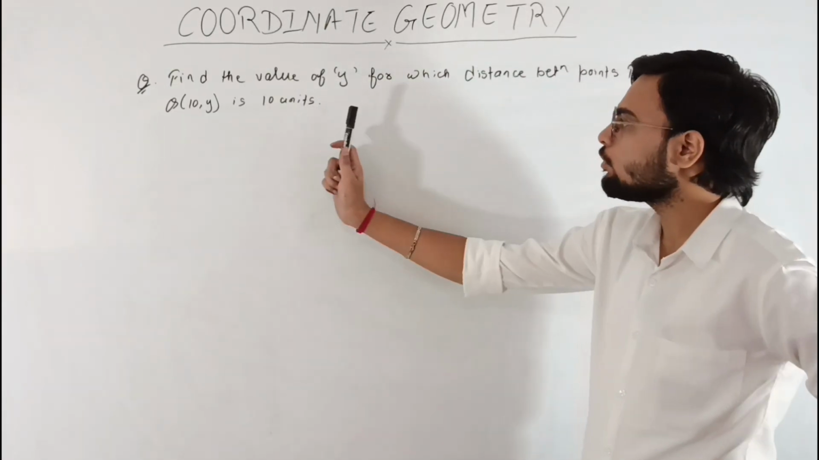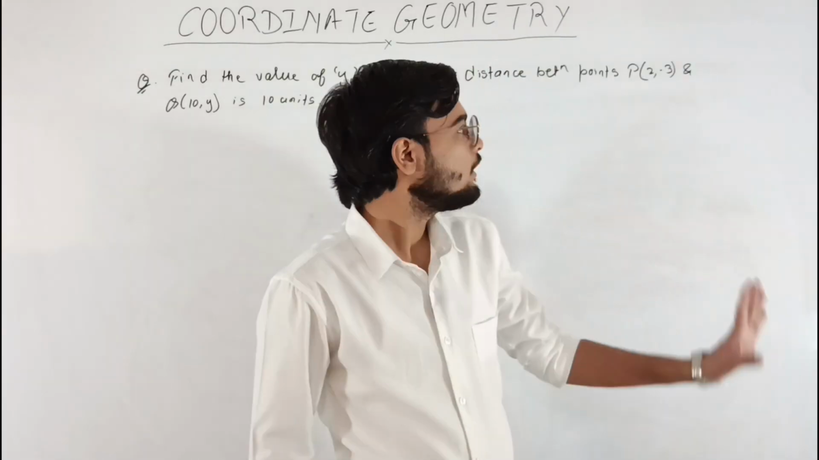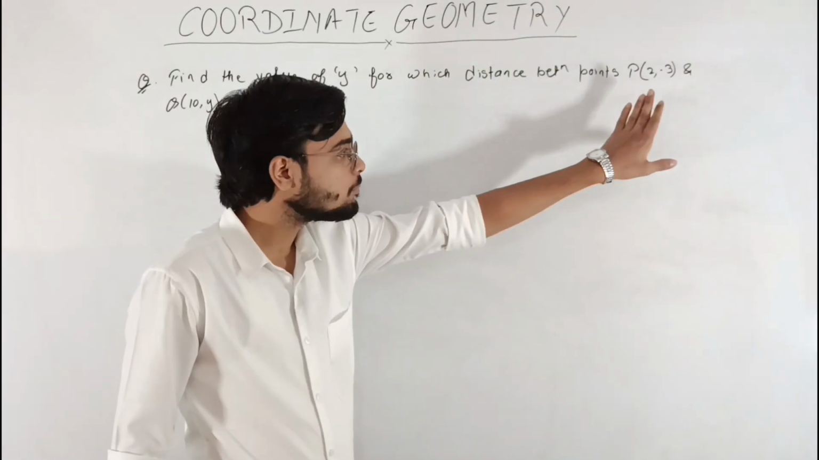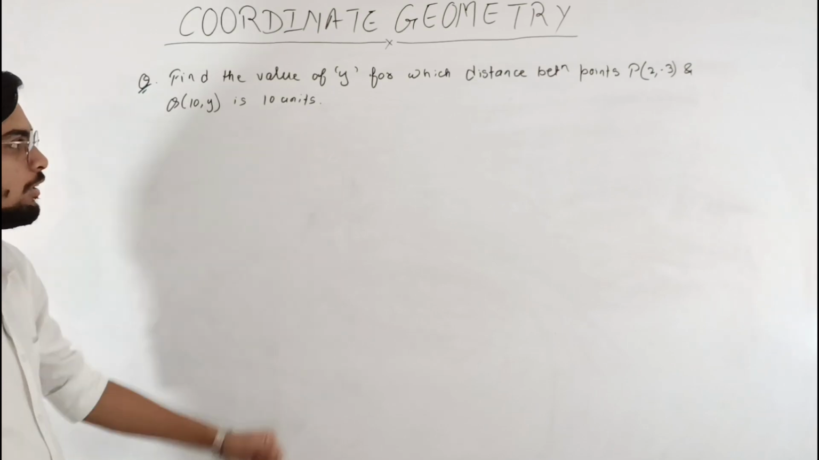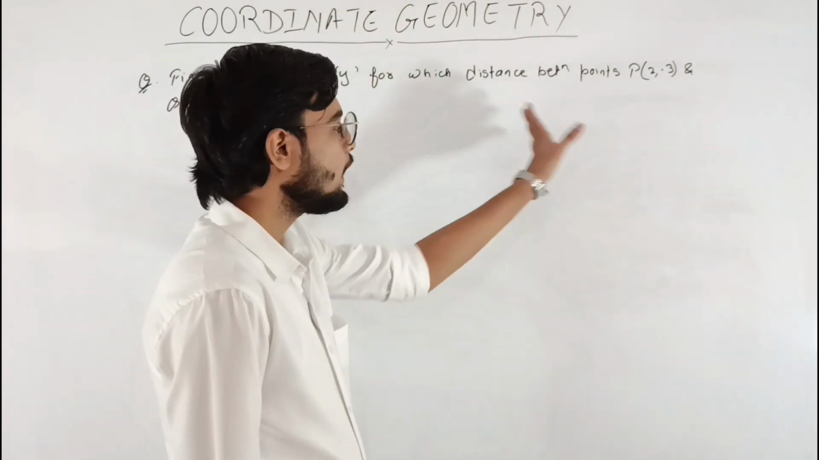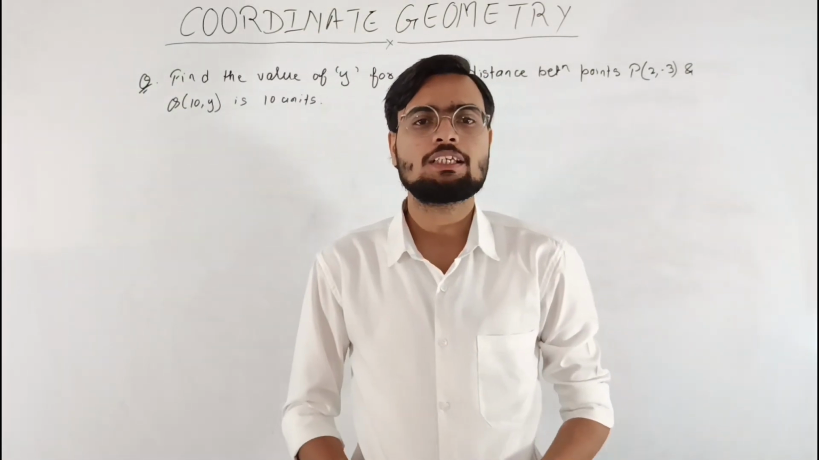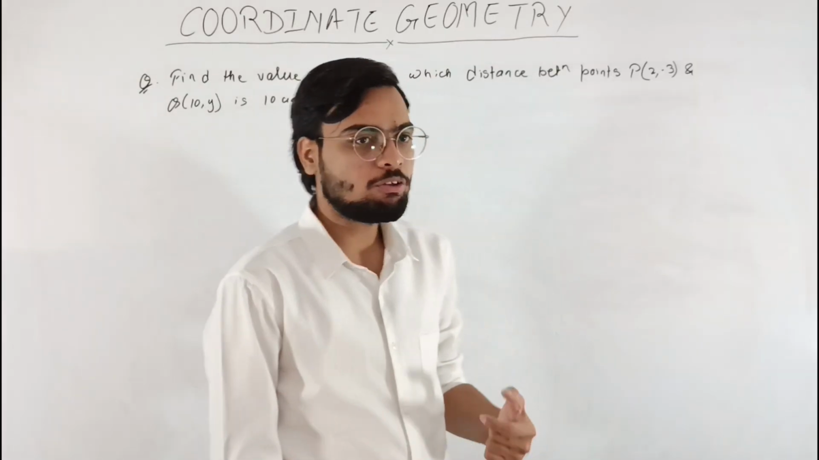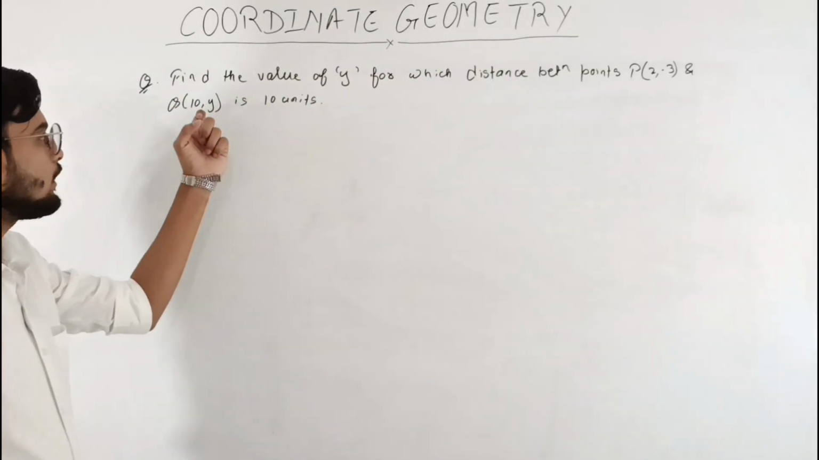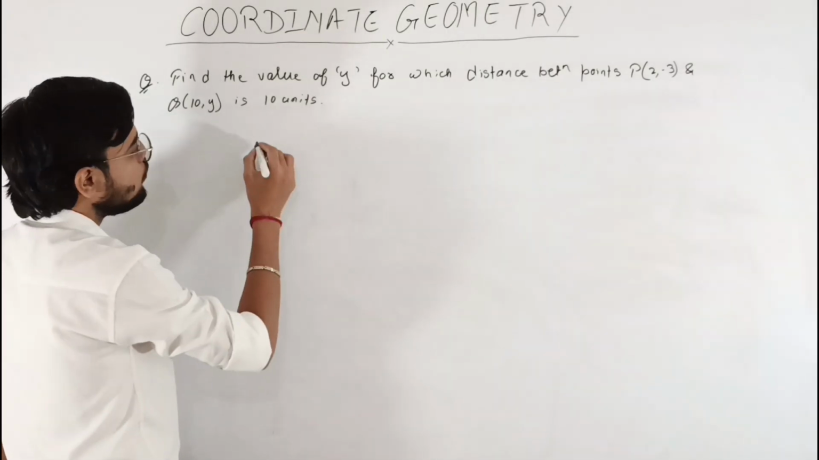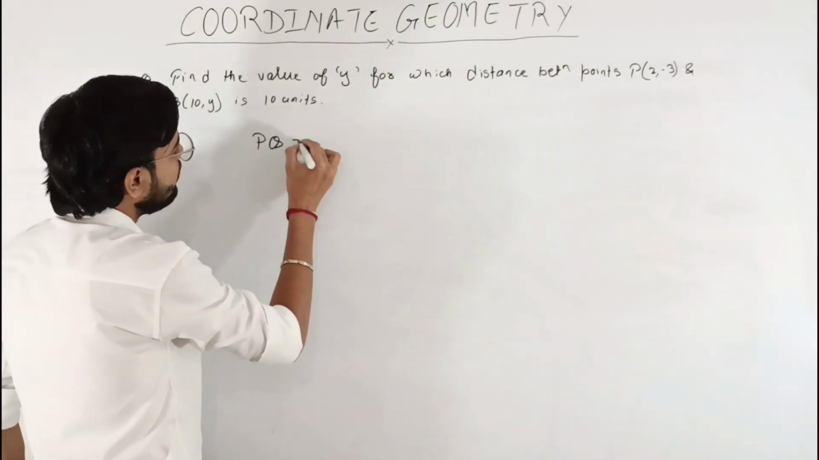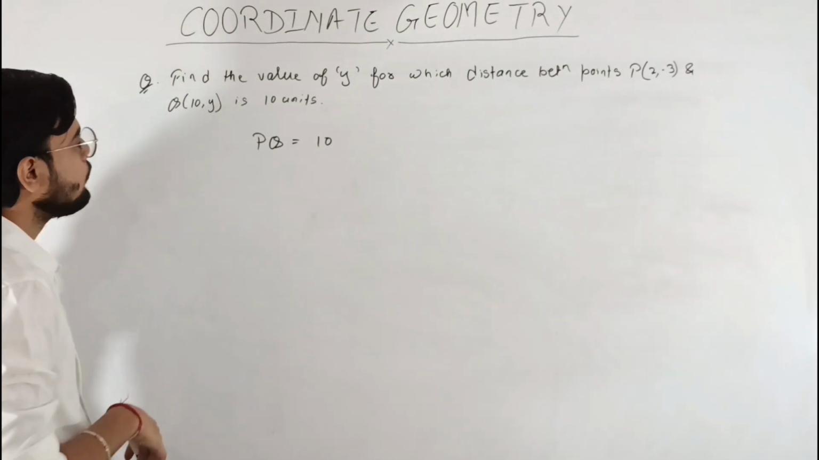Question is what? Find the value of y for which the distance between 2 points, first is P, 2 and minus 3, and second point is Q, which is 10 and y, is 10 units. Now look, we have 2 points P and Q, and the distance between these 2 points is 10 units, which is given. Then we have to find the value of y. Now look, the question said that distance between these 2 points, which is PQ, is equal to 10. So we have to find the value of y.